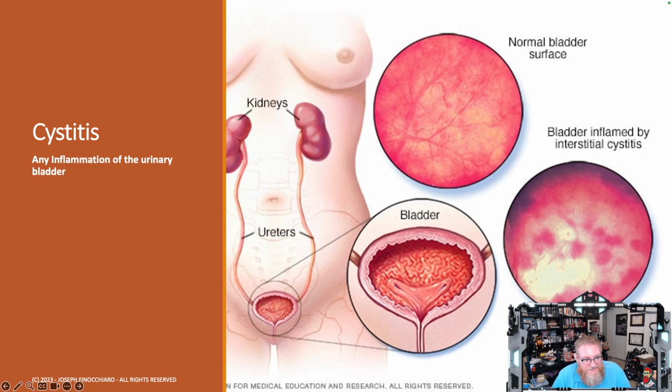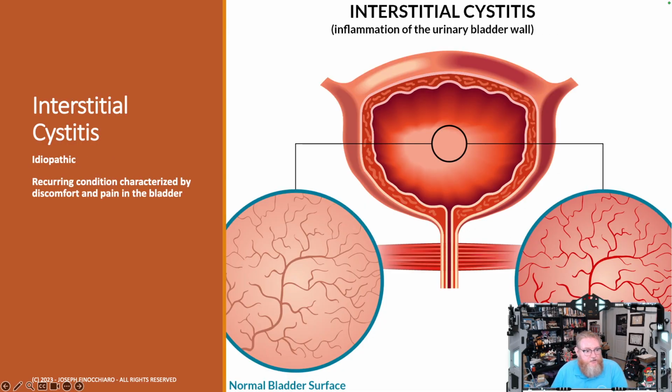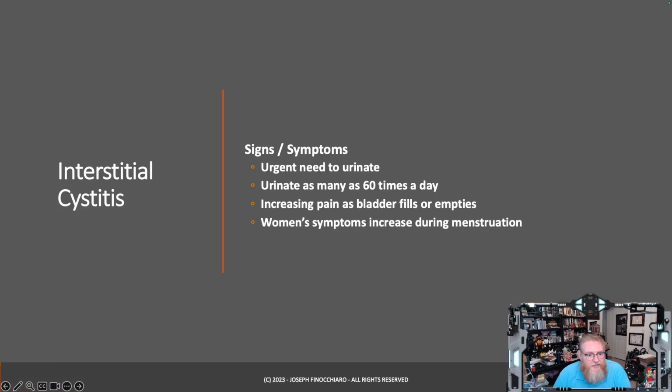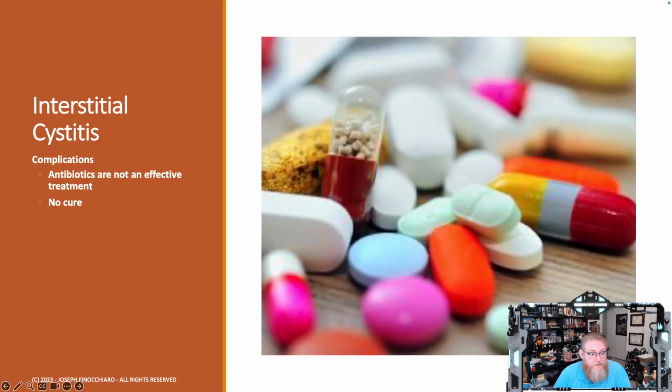Next up, we have cystitis, which is any inflammation of the urinary bladder. We have interstitial cystitis, which is idiopathic. It is a recurring condition characterized by discomfort and pain in the bladder. Signs and symptoms of interstitial cystitis is the urgent need to urinate. You may urinate as many as 60 times a day. Increasing pain as bladder fills or empties. Women's symptoms increase during menstruation.